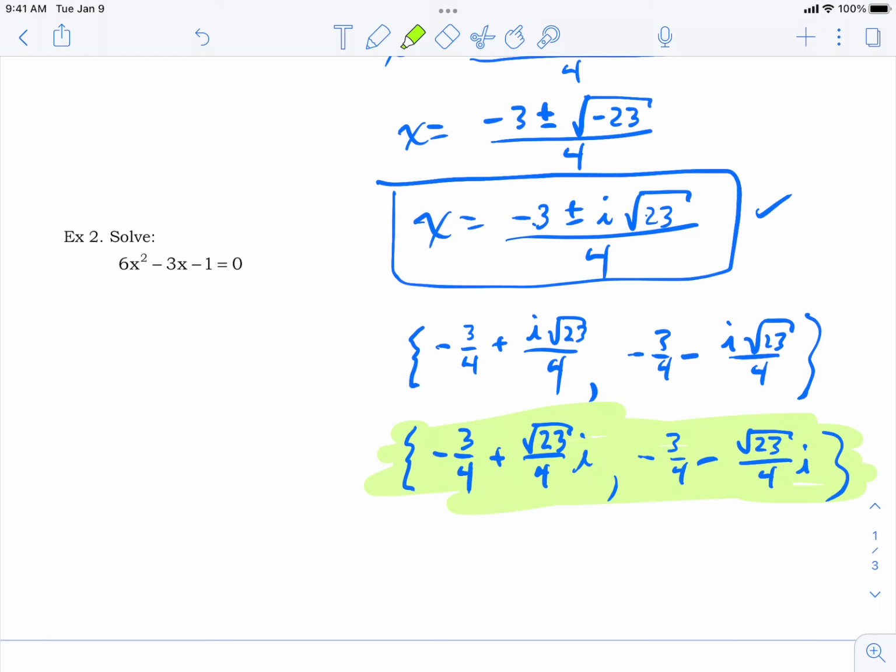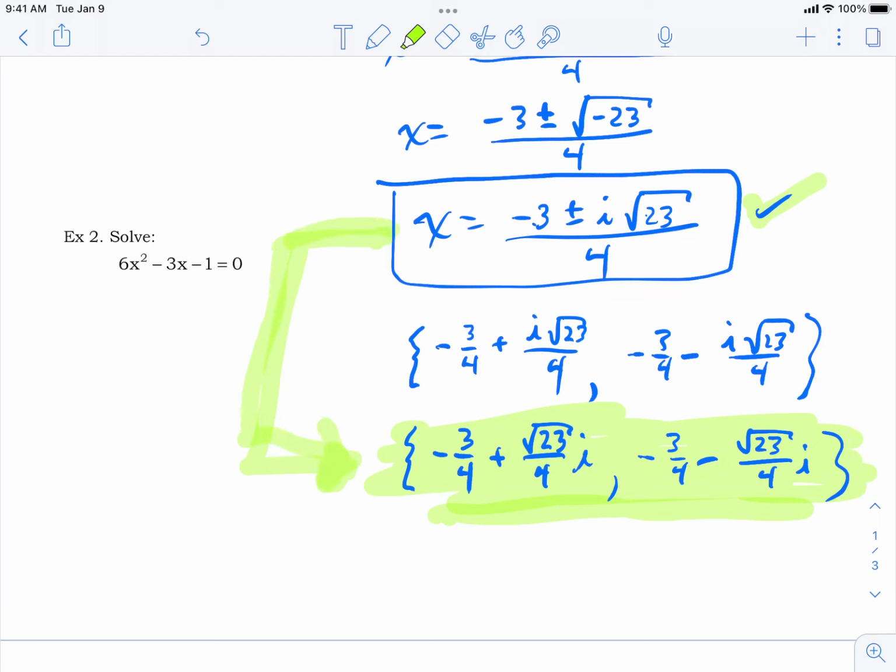This is just another way of representing what I wrote up here. So negative 3 plus or minus i radical 23 all over 4. Again, I'm very happy with that form. If you want to split it up, that's great. But at least recognize that these are the same, right?